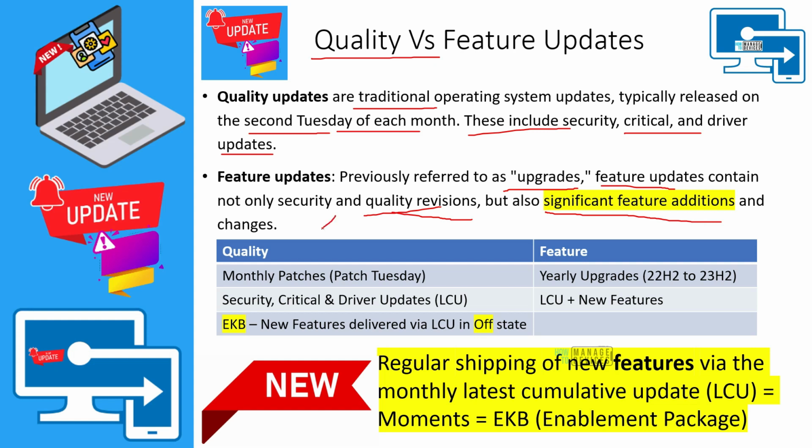Let's look at this particular table to understand the main difference between quality and feature updates with the new announcement of continuous innovation from Microsoft. Quality updates are monthly patches delivered on Patch Tuesday, that is the second Tuesday of every month. They include security, critical, and driver updates. Now, they also include EKB, enablement packages. Enablement package is a technology that Microsoft uses to deliver new features as part of LCU. It has been in use for several years now.